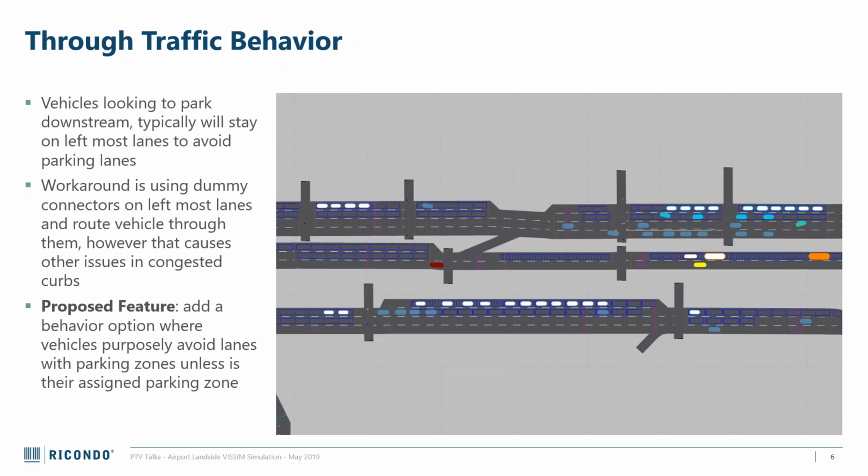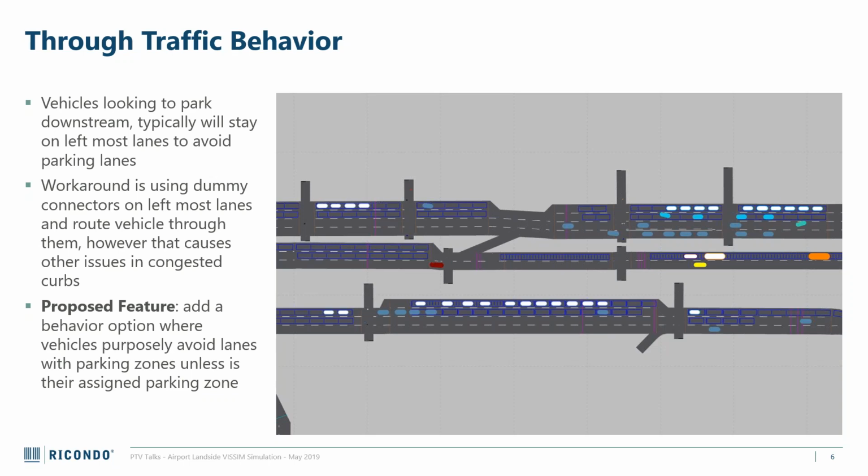So another one, how you treat your through traffic on the curbside. Vehicles that are looking to park downstream typically stay on your leftmost lanes. That's the typical behavior until the last minute. Once they see where they want to park, they will cross 1, 2, 3 lanes as needed to get to the parking spot that is closest to their destination.